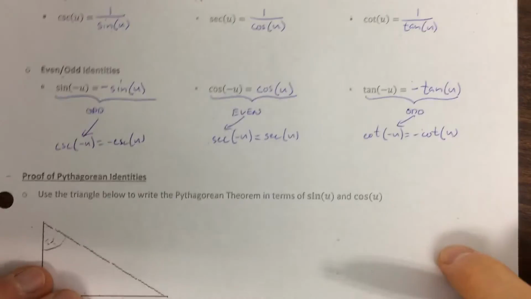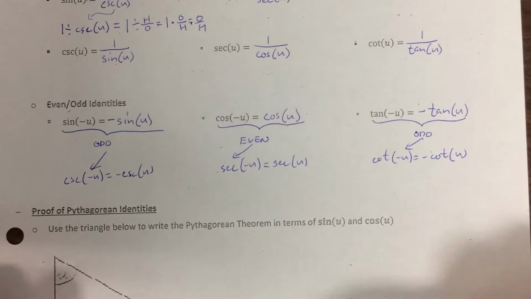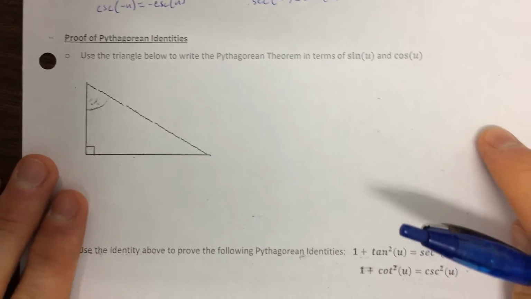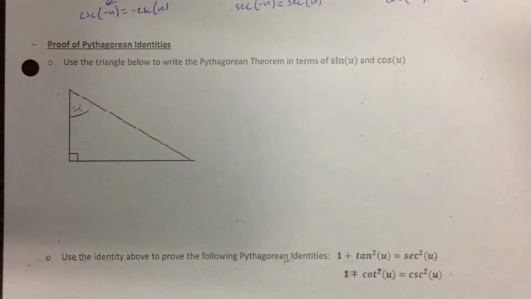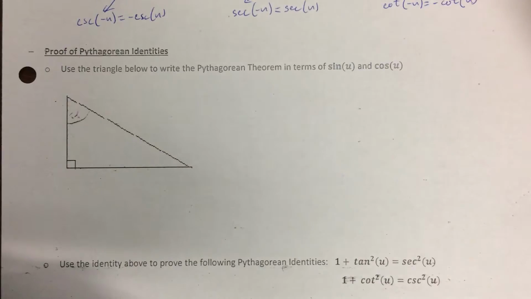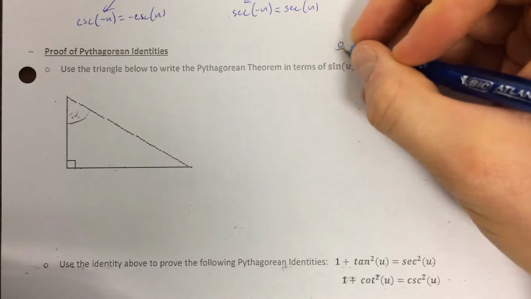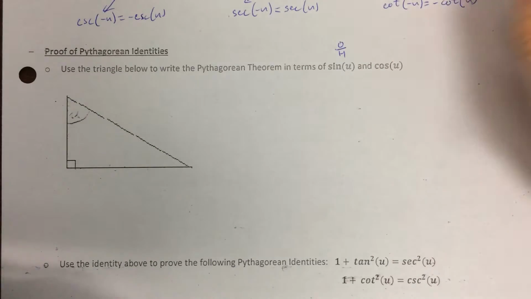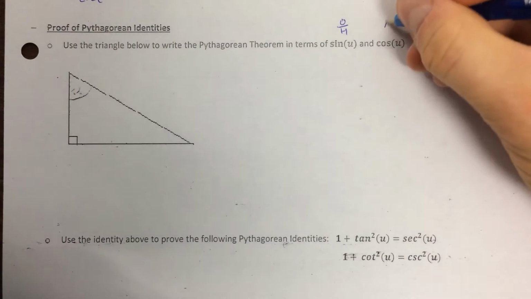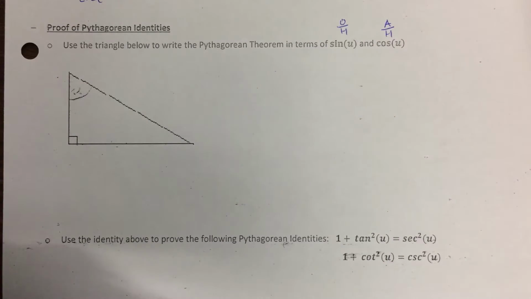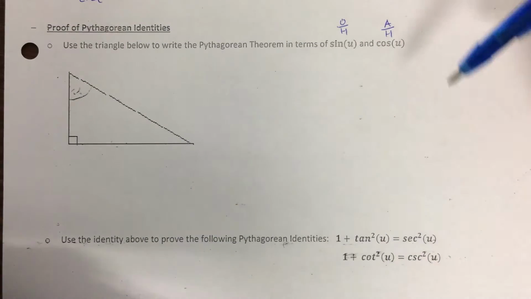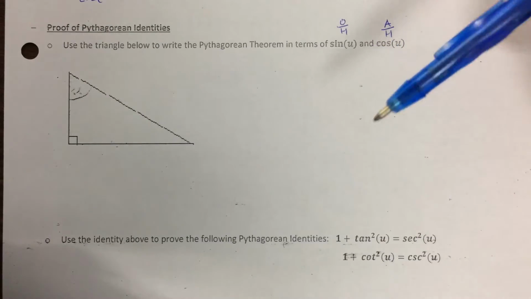Now what we're going to do is prove our actual Pythagorean identities. If you're in a position to write this down, that's fine. Please feel free to pause anytime. Now what we're going to do is use this triangle to write the Pythagorean theorem in terms of sine and cosine. So let's start with sine. We already know sine is opposite over hypotenuse. Cosine means we're talking about adjacent over hypotenuse. All right? This is going to come back and play in a few minutes.